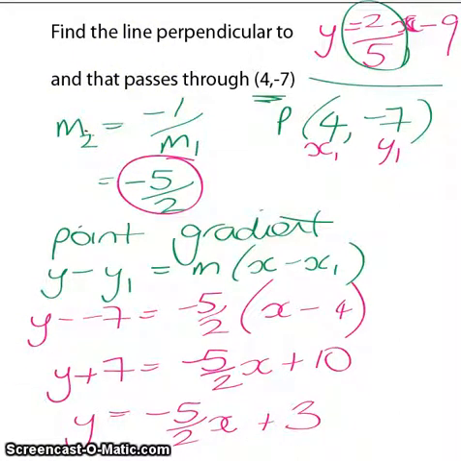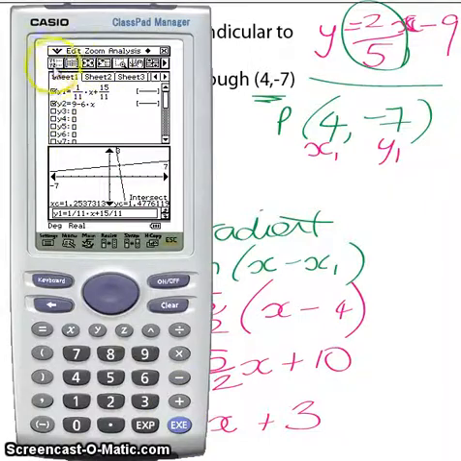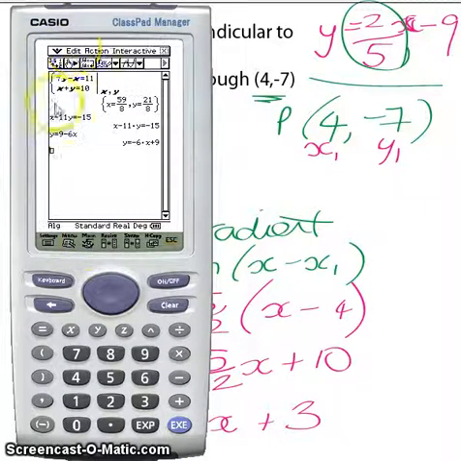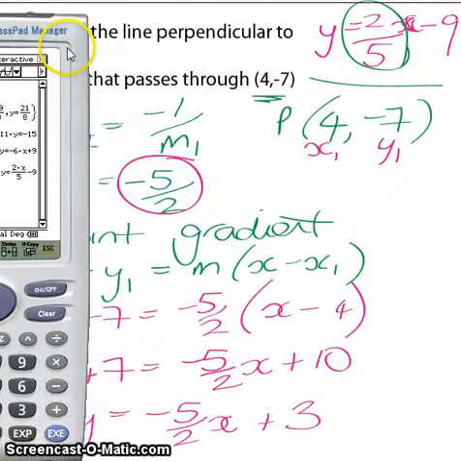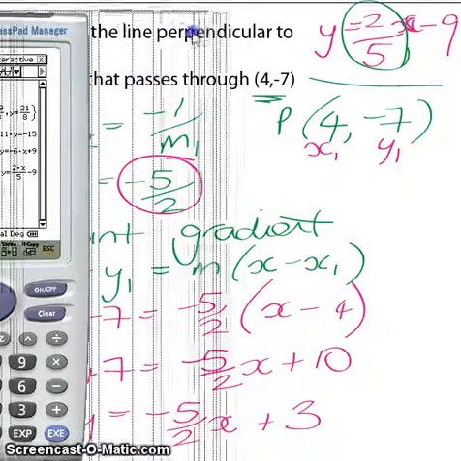So let's just have a look quickly at the CAS just to check. I'm going to do it from the main screen here. Type in my first equation, y equals 2/5 x minus 9. My second equation, it's hiding under my calculator, y equals -5/2 x plus 3.